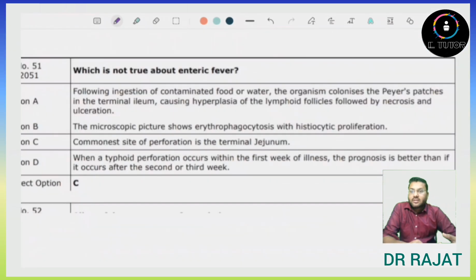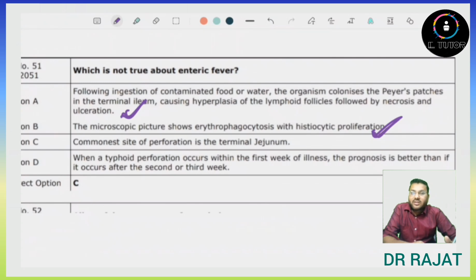Next question is, which is not true about enteric fever? So following ingestion of contaminated food and water, the organism colonizes the Peyer's patches in the terminal ileum, causing hyperplasia of the lymphoid follicles followed by necrosis and ulceration. So this is true. Microscopic pictures show erythrophagocytosis with histiocytic proliferation. So this is also true. It is a part of the pathology of enteric fever.